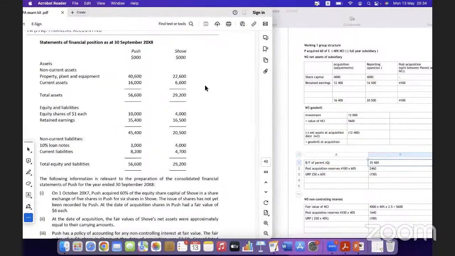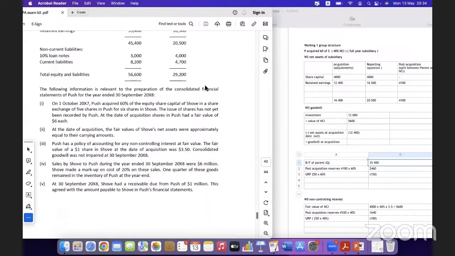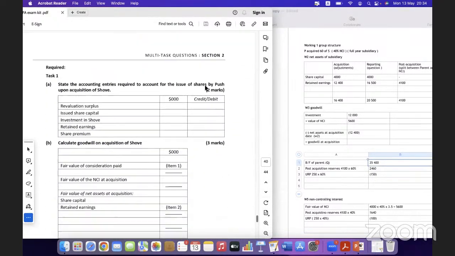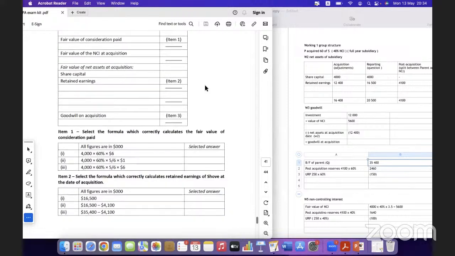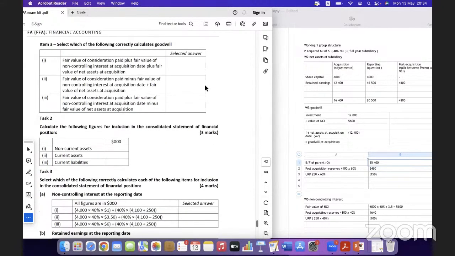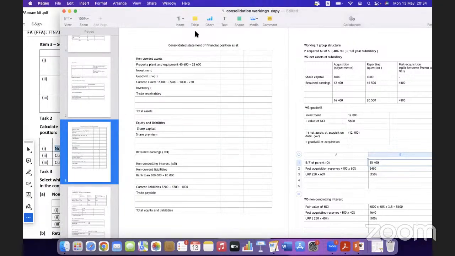Now, guys, let's go down. So now, guys, we can start to find the answers for what we want. Now, guys, over here, look at this part. Non-current asset. So non-current asset, guys, over here, see, property, plant, and equipment.